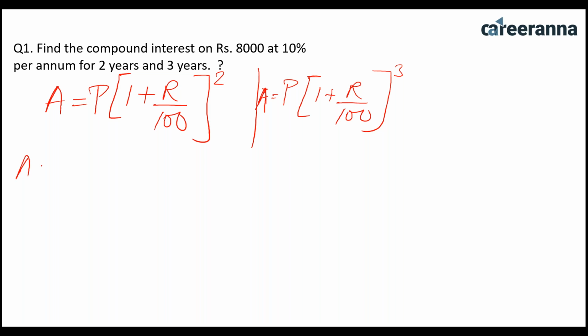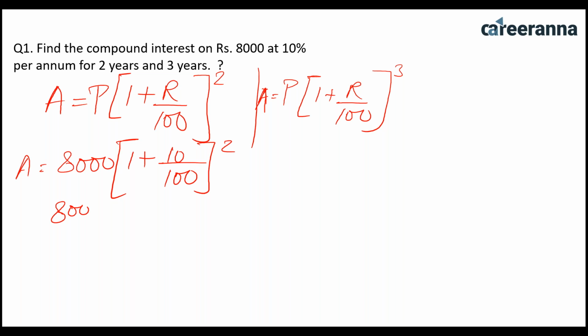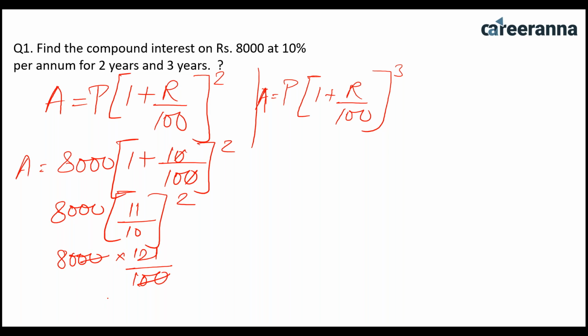So A is equal to P. Okay, let's see. So 8,000 into (1 plus R). What is R? R is 10%. 10 upon 100 power 2. This will be what? 8,000 into, if I cancel this 0, this will be (11 upon 10) square. So 8,000 is what? 1 to 1 upon 100. If I cancel this out, this will be 1680.